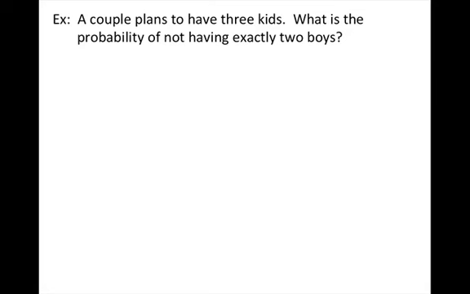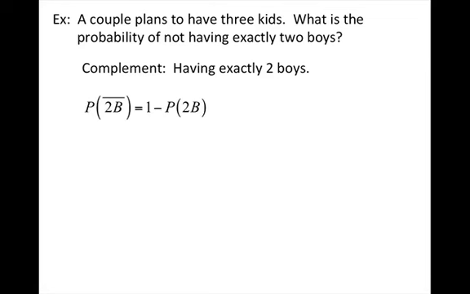Not having exactly 2 boys includes several options. That means I could have 3 boys, I could have 1 boy, or I could have no boys. Let's consider the complement of this. The complement to not having 2 boys is having exactly 2 boys. If I find the probability of this complement, I can use it to find the probability I was asked for. So the probability of not having 2 boys is 1 minus the probability of having 2 boys.